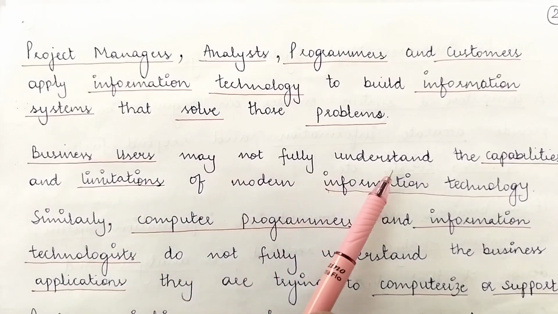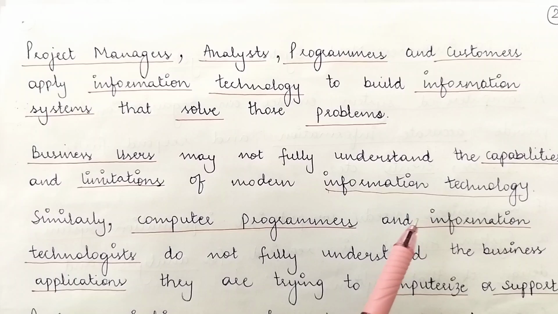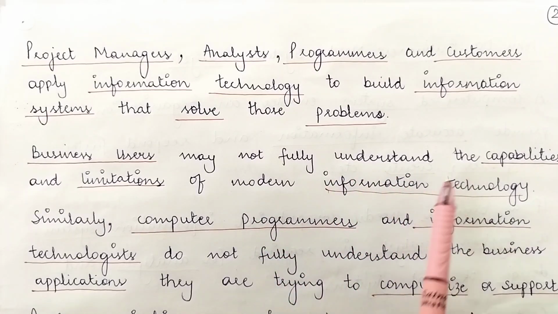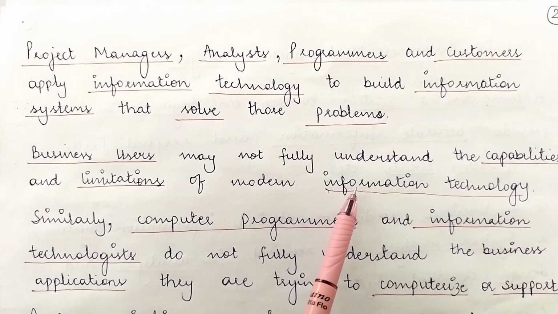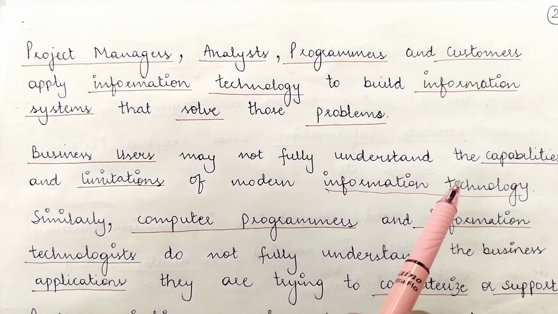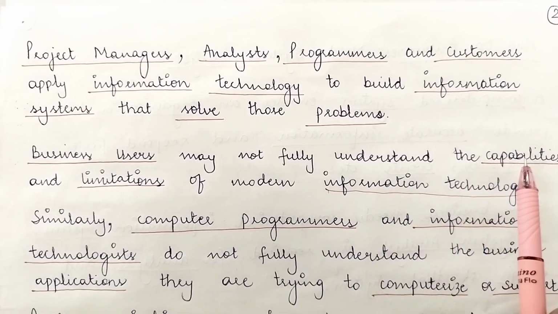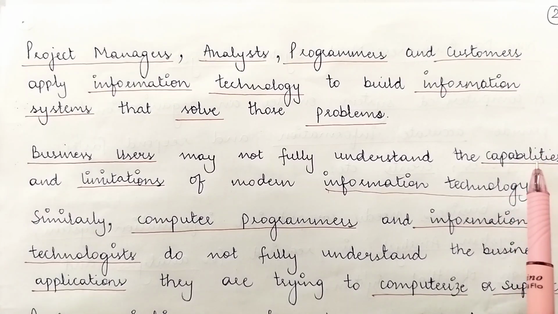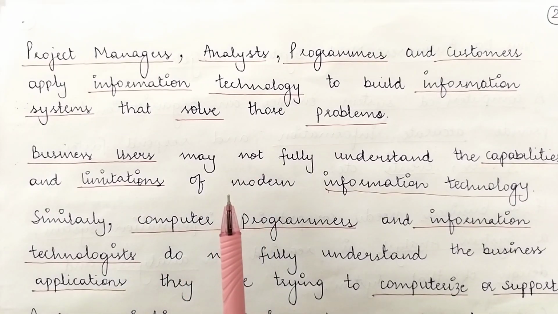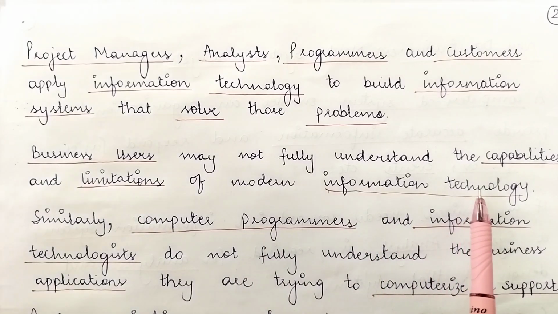The business users may not fully understand the capabilities and limitations of modern information technology. It is not necessary that every business user is tech savvy, right? Not all have computer knowledge. So business users may not fully understand the capabilities and limitations of modern information technology. It is quite obvious, since everybody is not very well versed with information technology. So they may not fully understand what the capabilities or the limitations of information technology are. A business user knows about the business problems, right? A business user would understand the business applications, but would not be so well versed with information technology concepts.